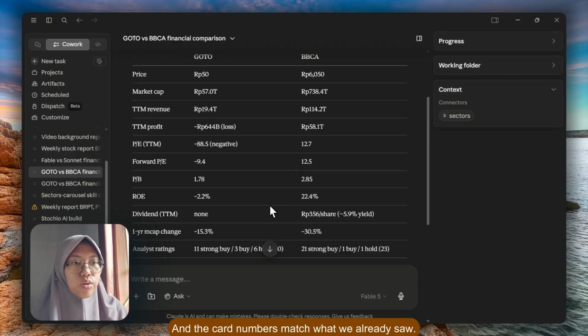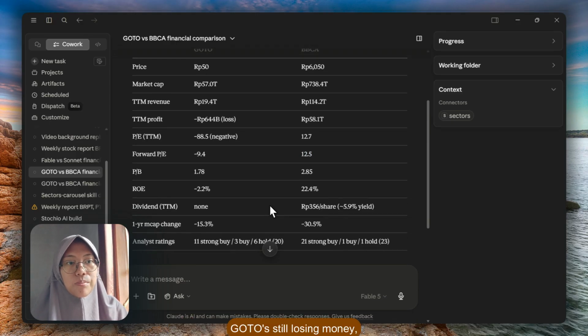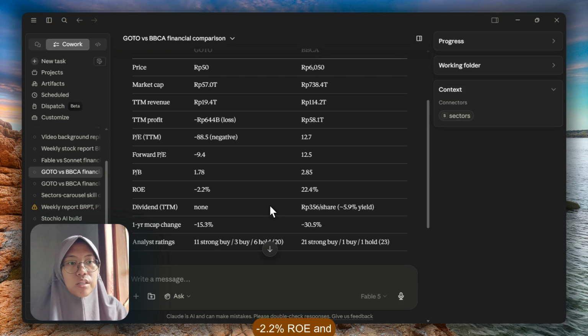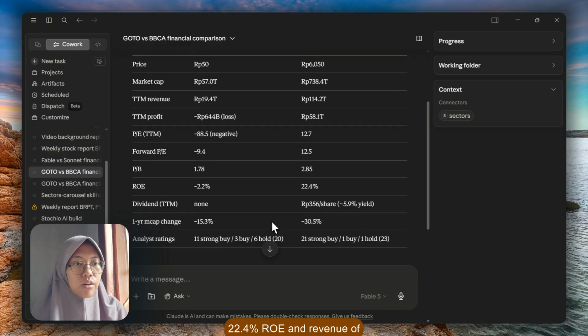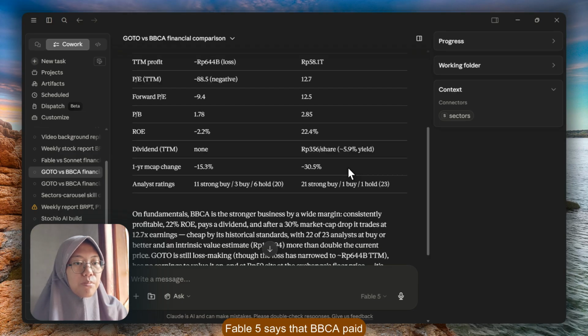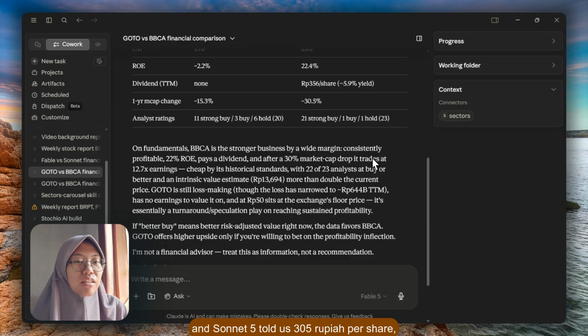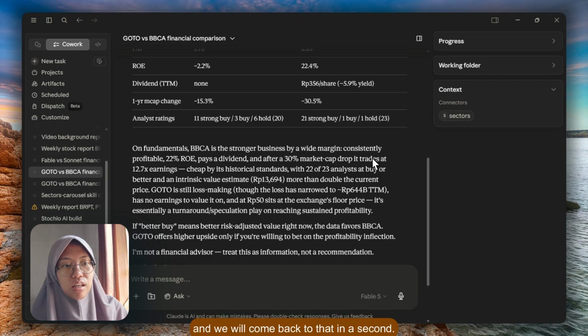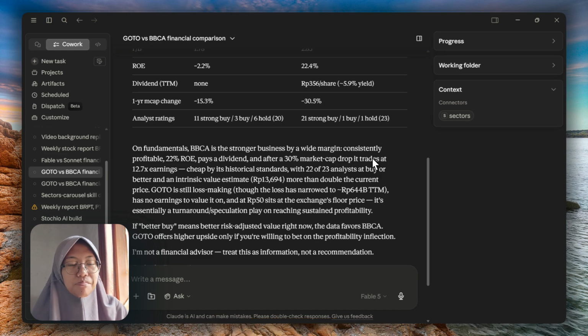And the current numbers match what we already saw. GoTo's still losing money, minus 2.2% ROE and no dividend. And BBCA is strongly profitable: 22.4% ROE, revenue of 114.2 trillion rupiah and profit of 58.1 trillion rupiah. Look at this dividend number. Fable 5 says that BBCA paid 356 rupiah per share, and Sonnet 5 told us 305 rupiah per share, about 3.6%. Those don't match, and we will come back to that in a second.